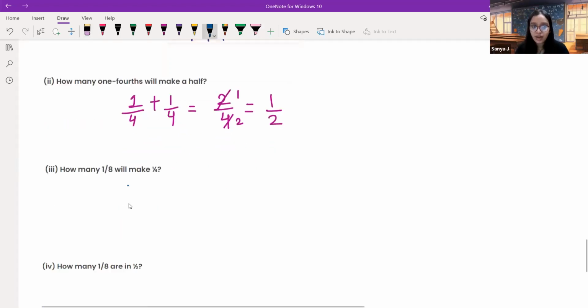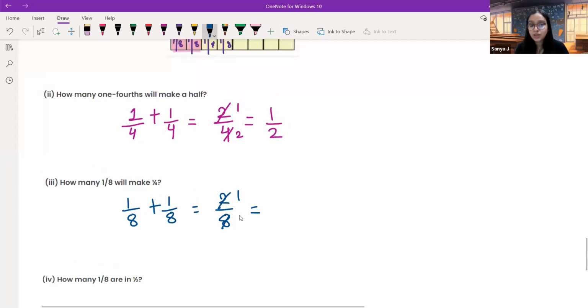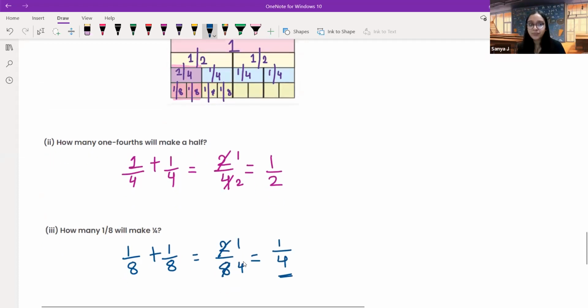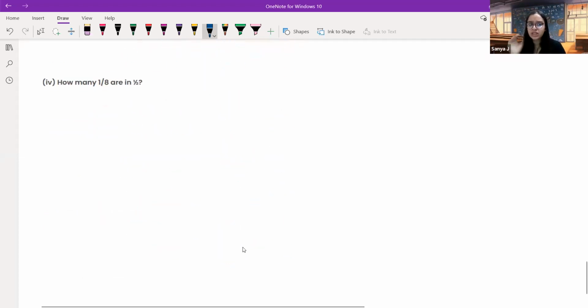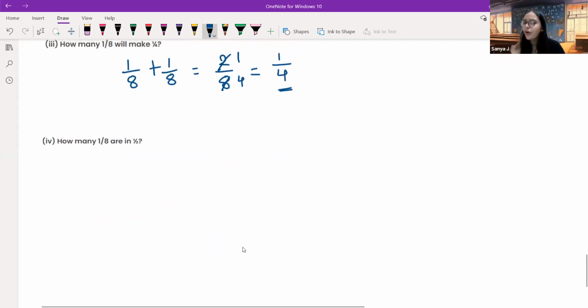2 of 1/8, correct? 1/8 plus 1/8. So we have 2/8. When we simplify it, we get 2 ones are 2, 2 fours are 8, and that's 1/4. So that's correct. Sorry, it's the other way around. 2 of 1/8 make 1/4. Okay, let's move on to the last part of this question. You all have to do it totally on your own. Pause the video and then come back for the solution.